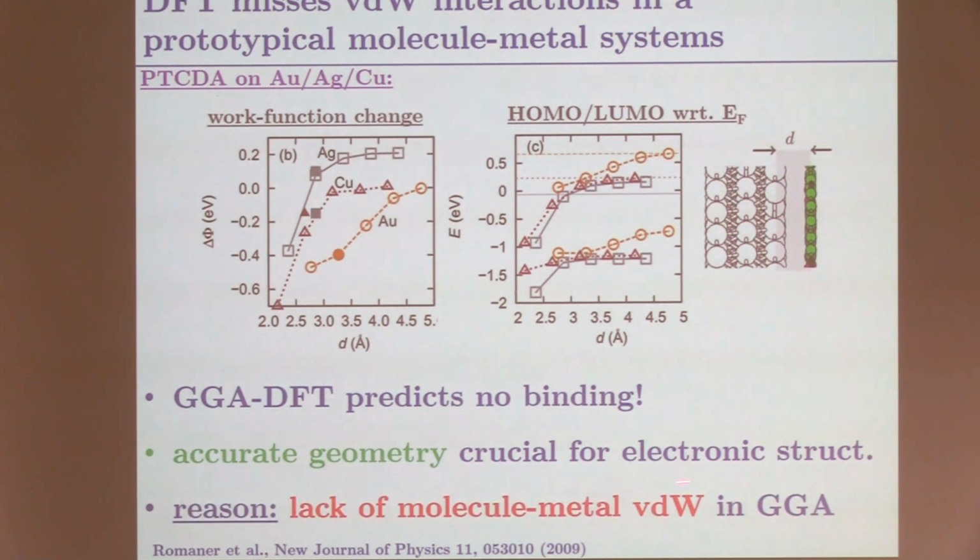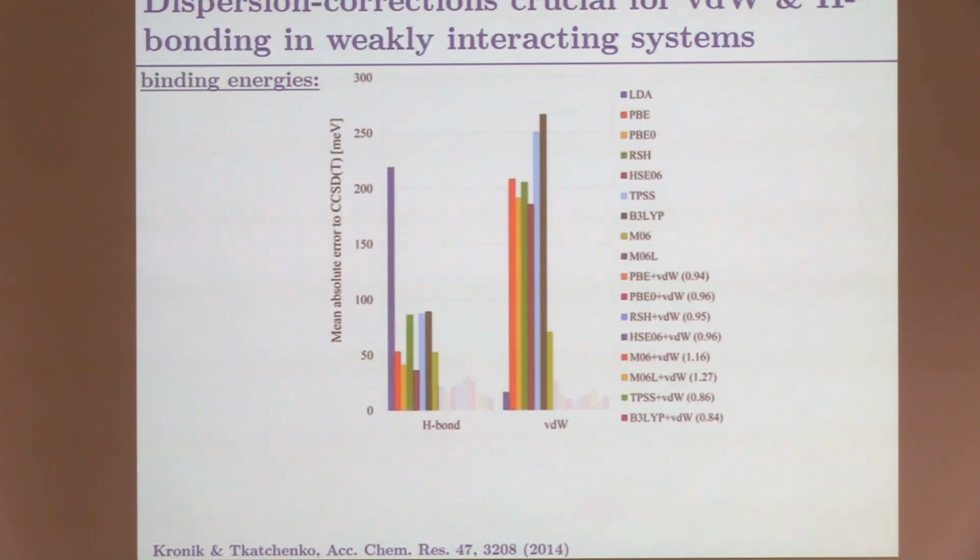Now the reason is that GGA DFT, for example the PBE functional, does not account for molecule-metal interactions in terms of van der Waals, and since they're lacking and they're attractive, they're missing in the theory, and so the theory cannot account for predicting the correct geometry.